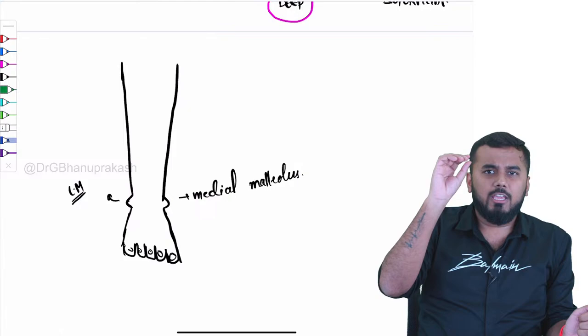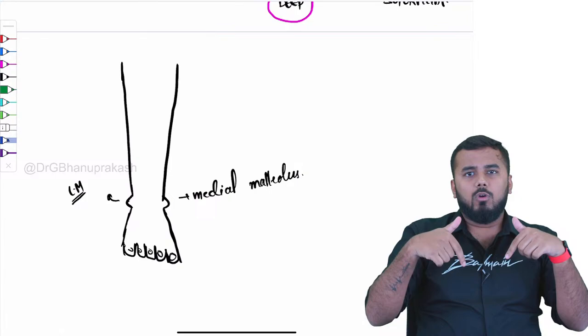Okay, I'm not making you mug it up, guys. Everything has a reason. See, your thumbs are equal to toes. In anatomical position, your thumbs are facing outwards, but your toes are facing inwards.